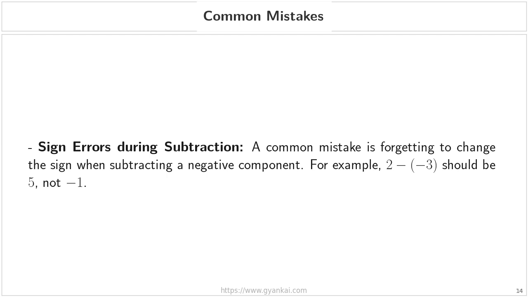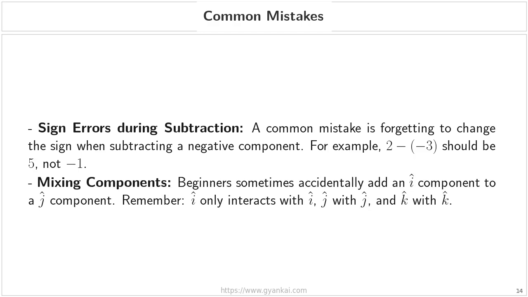When you are subtracting a vector, remember that you are essentially distributing a negative sign. If you encounter a situation where you are subtracting a negative component, like 2 minus -3, make sure you correctly transform that into 2 plus 3, which gives you 5. Forgetting to flip that sign and accidentally getting -1 will throw off your entire result.